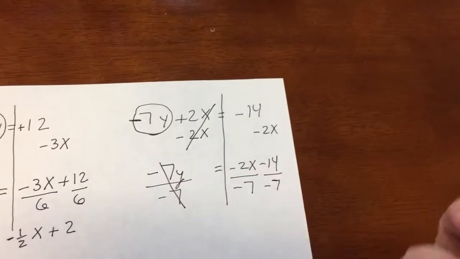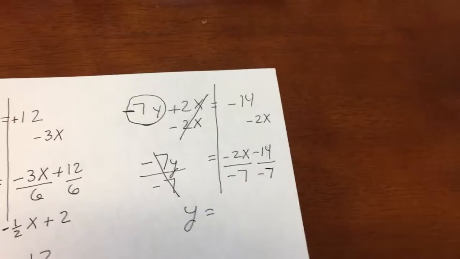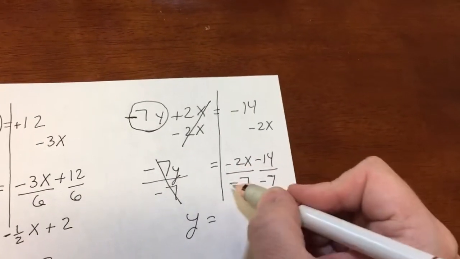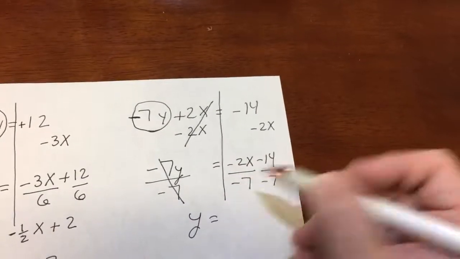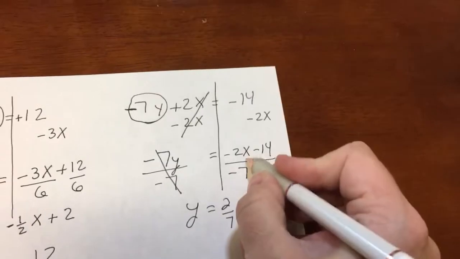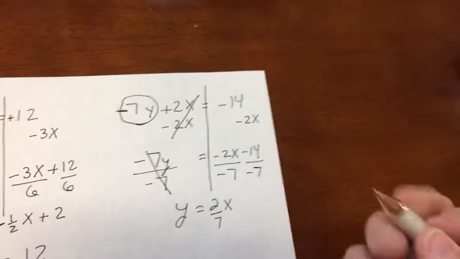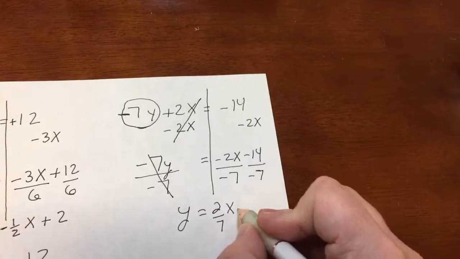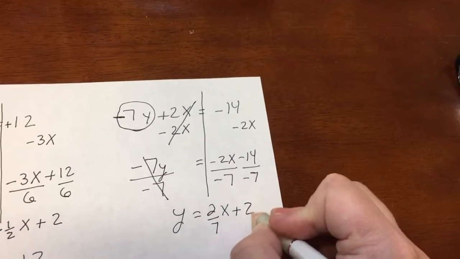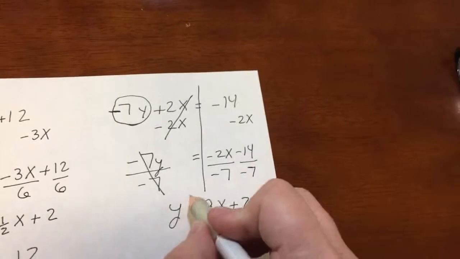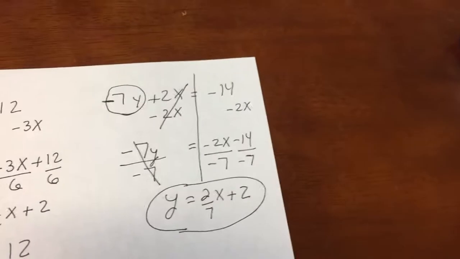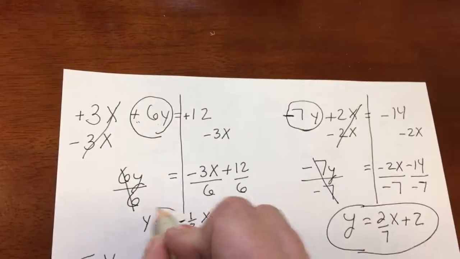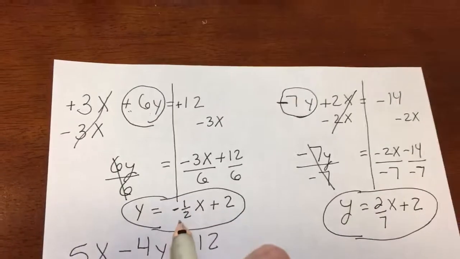These divide away because that makes 1. And y is equal to a negative 2/7, or negative 2 divided by negative 7. And a negative divided by a negative makes this a positive 2/7. And I still have my x. Don't forget your x. And then a negative divided by a negative is a positive, and 14 divided by 7 is 2. Okay, this is my answer because we have y is equal to, and then everything else is on the right. And again, this was my answer over here because I have y is equal to, and then everything else is on the right.